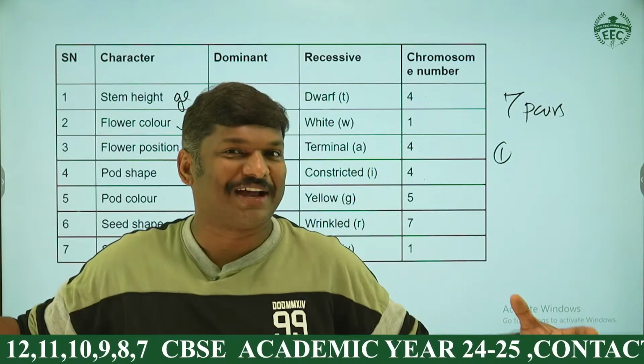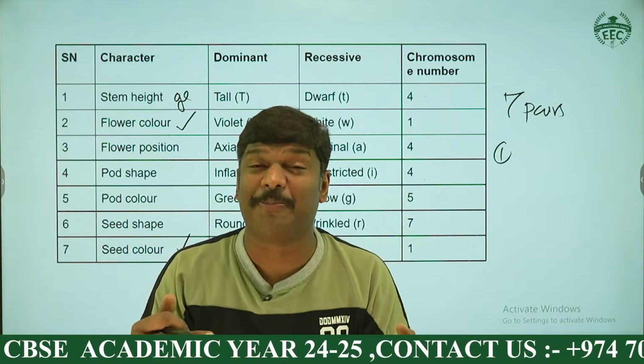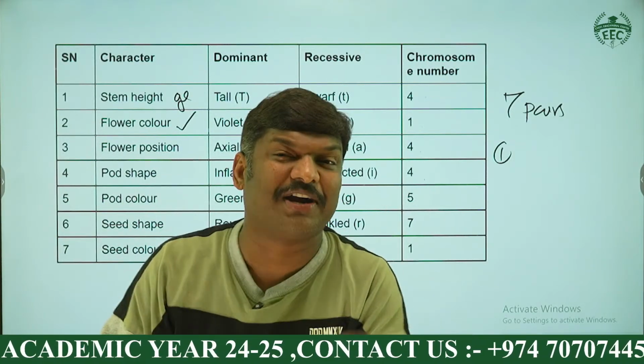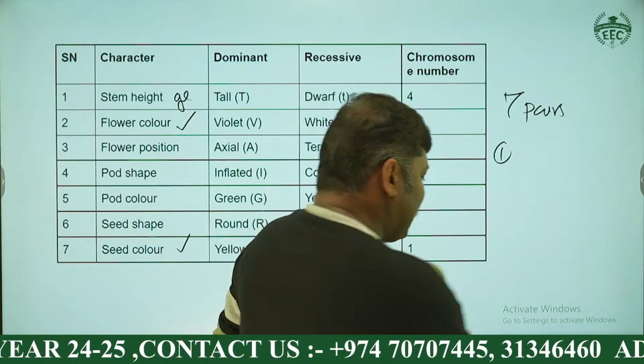So all together you can see all the 7 characters are distributed. All the 7 characters are distributed among 7 chromosomes, the 7 homologous chromosomes. And what is the question here?